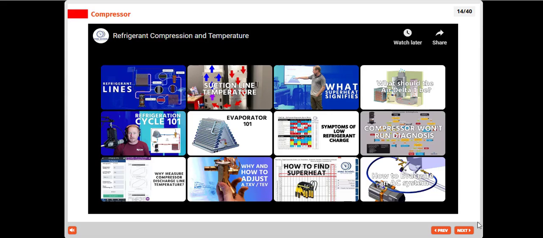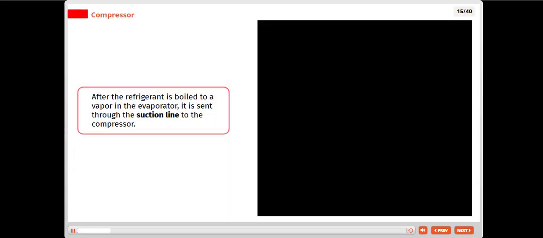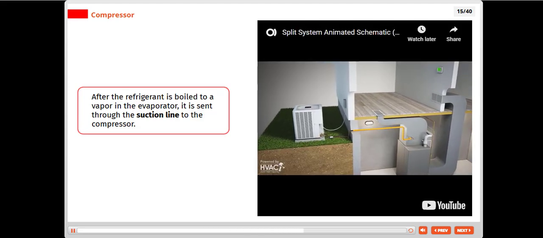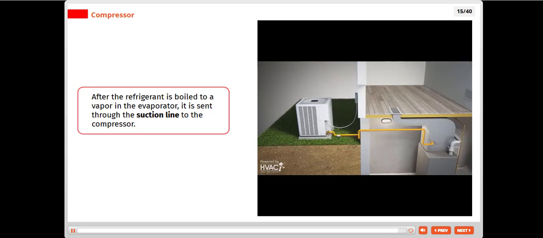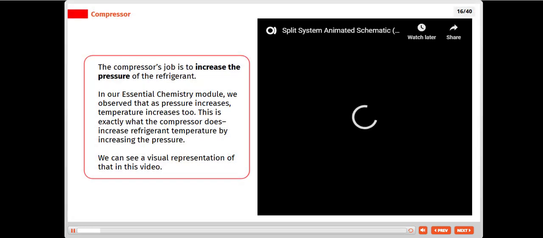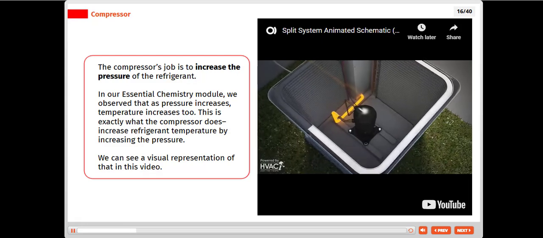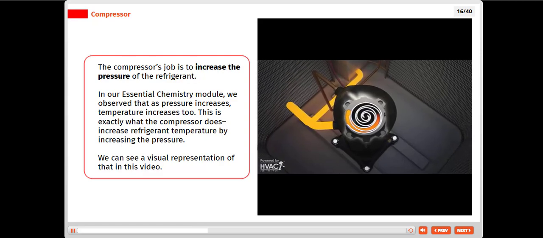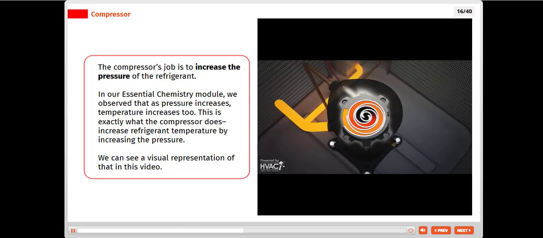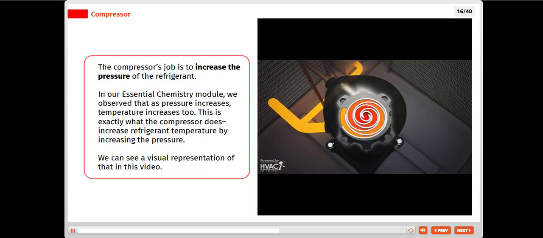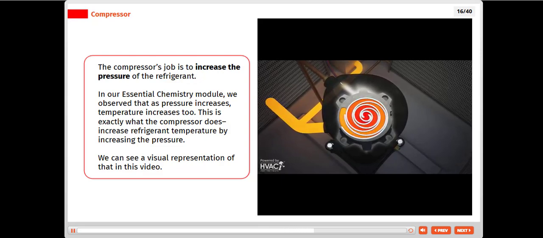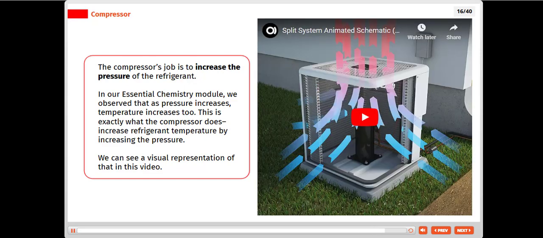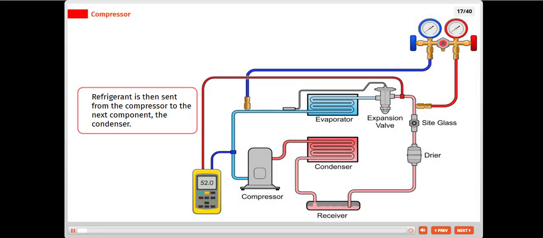After the refrigerant is boiled to a vapor in the evaporator, it is sent through the suction line to the compressor. The compressor's job is to increase the pressure of the refrigerant. In our essential chemistry module, we observe that as pressure increases, temperature increases too. This is exactly what the compressor does: increase refrigerant temperature by increasing the pressure. We can see a visual representation of that in this video. Refrigerant is then sent from the compressor to the next component, the condenser.